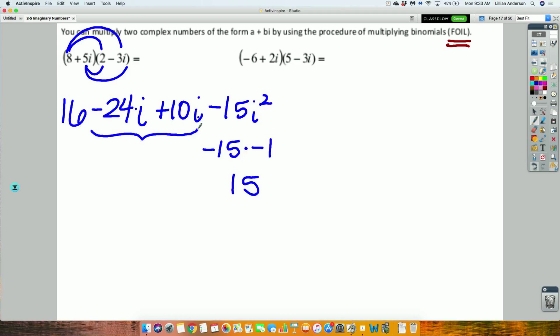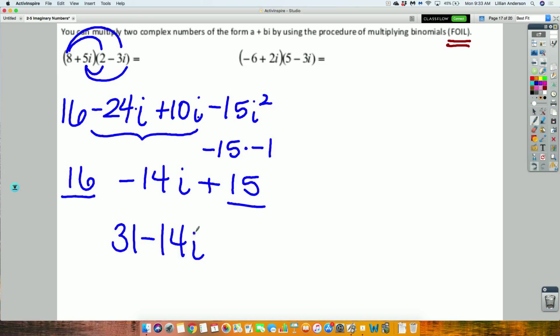Can I combine like terms here with the negative 24i plus 10i? What does that become? Negative 14i. So I have 16 minus 14i plus 15. Can I combine any other like terms? 16 plus 15 is 31. So 31 minus 14i, and that is my answer once I multiply those two complex numbers. It turns into a simple complex number. Okay?